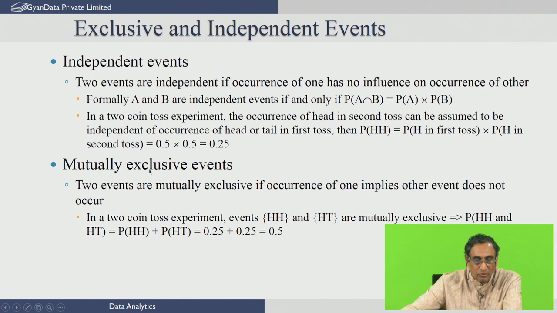Now mutually exclusive events are events that preclude each other, which means if you say that event A has occurred, then it implies B has not occurred.